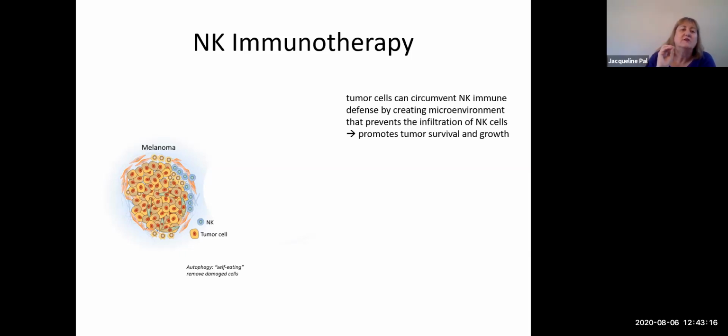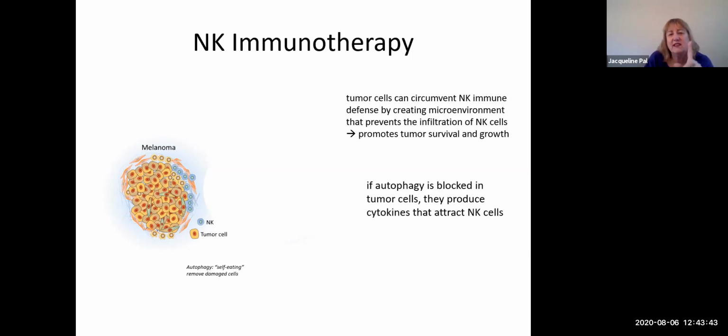So it's not for everybody, but you don't know until you get into a trial whether or not it will work for you. So here's why it sometimes doesn't work, because tumor cells figured out these natural killer cells can kill them, and they don't want that. So they can create a microenvironment that prevents these natural killer cells from doing their job, and thereby the tumor can survive, and not only survive, it can grow and metastasize and create havoc and kill you. So what was discovered is that if we can block autophagy in tumor cells, then those tumor cells will produce cytokines that will attract natural killer cells.